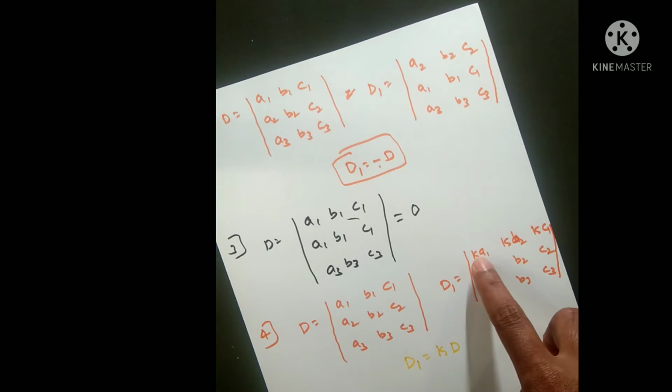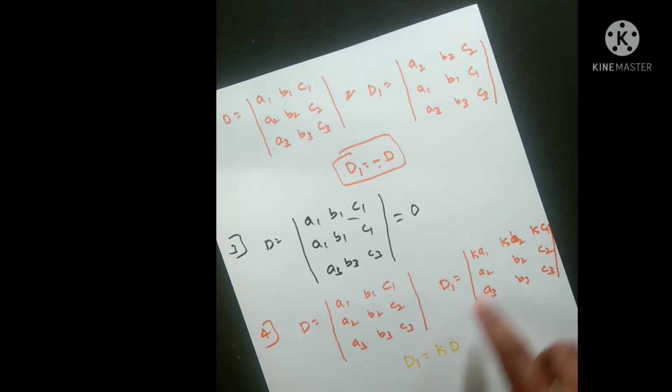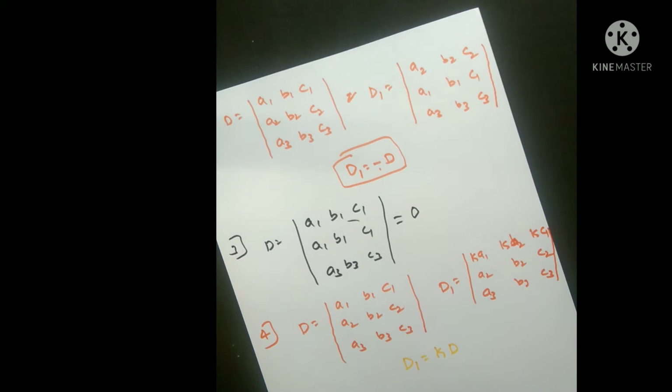If any row of the determinant is multiplied by a constant, then the value of the determinant is also multiplied by that constant k. Okay, next one.